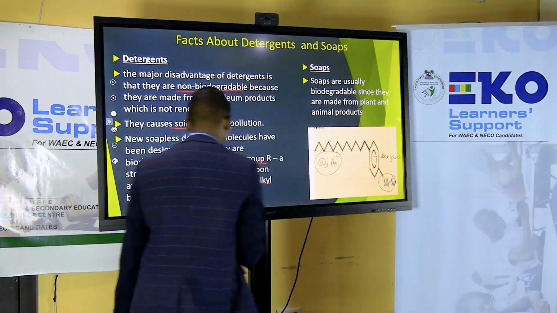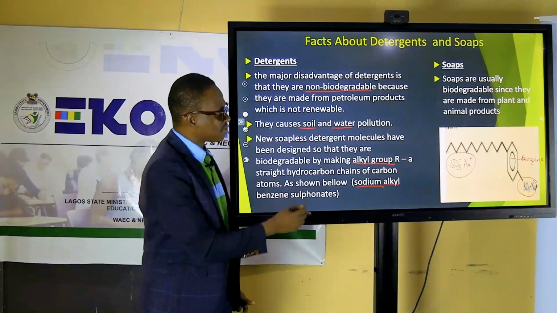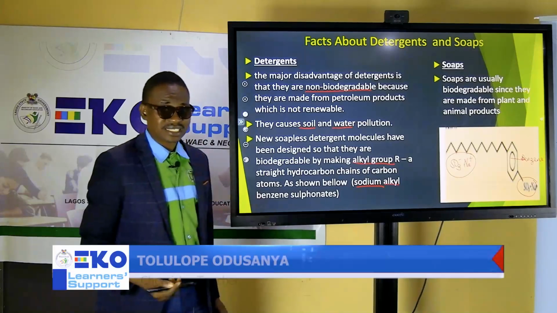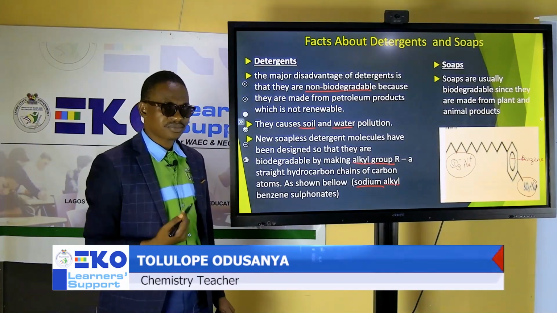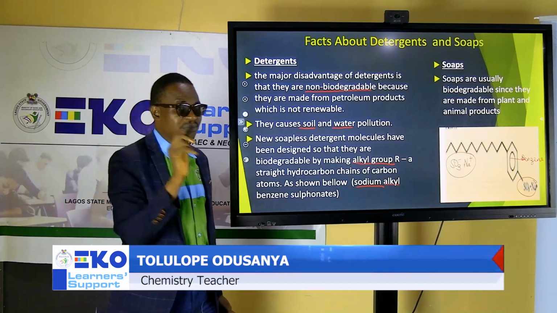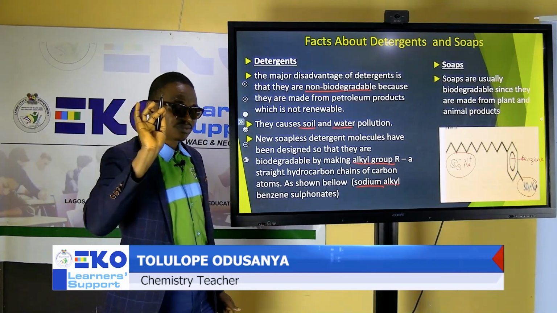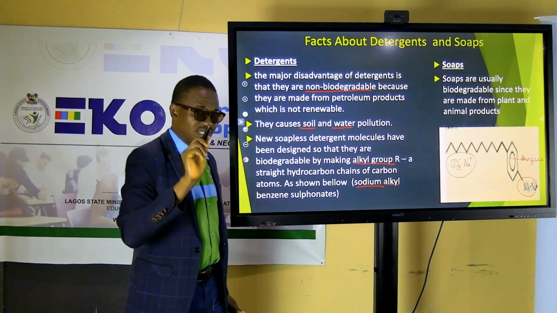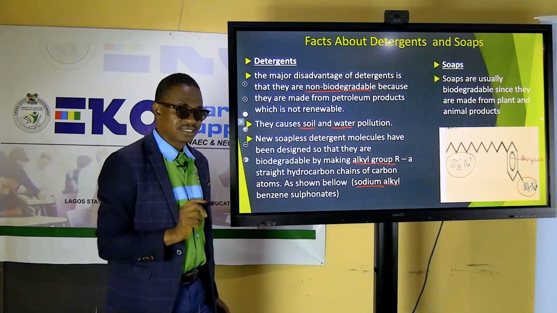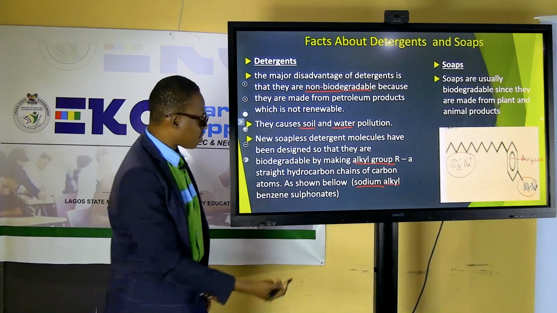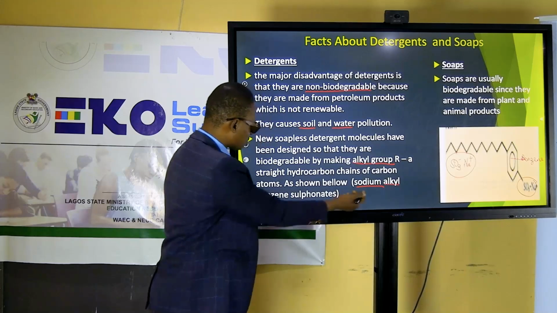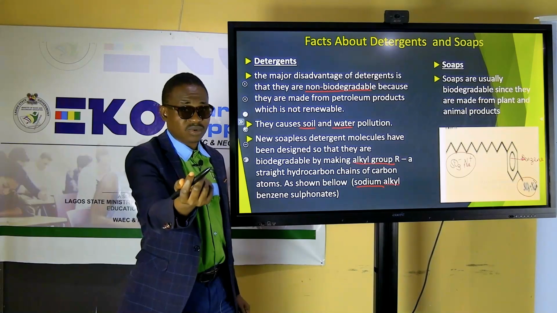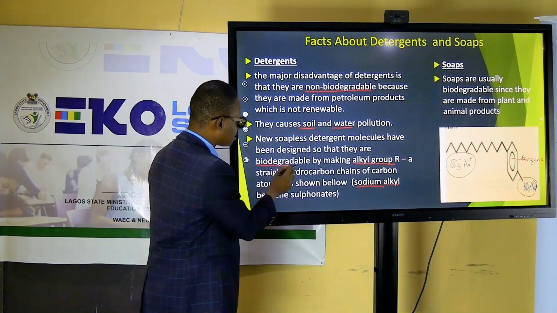So this is what we call sodium sulfonate. This particular head of detergent makes the detergent biodegradable. You remember that I told you they are made from a waste product of petroleum. And the petroleum is a hydrocarbon. So what the scientists did to this hydrocarbon is to introduce what we call sodium benzene sulfonate. And what will be the effect of that on the detergent? To make the detergent biodegradable.